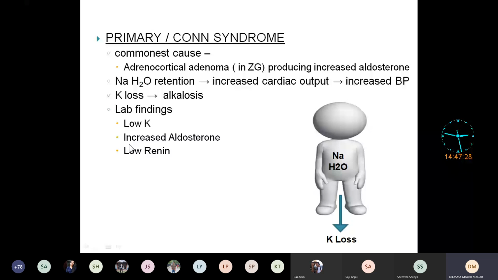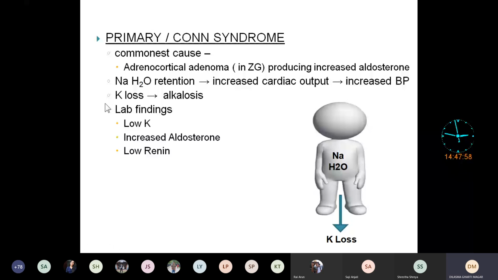So primary hyperaldosteronism, or Conn syndrome, I'll repeat once. It is the commonest cause, and for the production of the aldosterone, there is an adrenocortical adenoma. The tumor arises from the zona glomerulosa and releases more aldosterone, so the sodium and water absorption will be more. It will lead to more blood volume, and increased cardiac output.